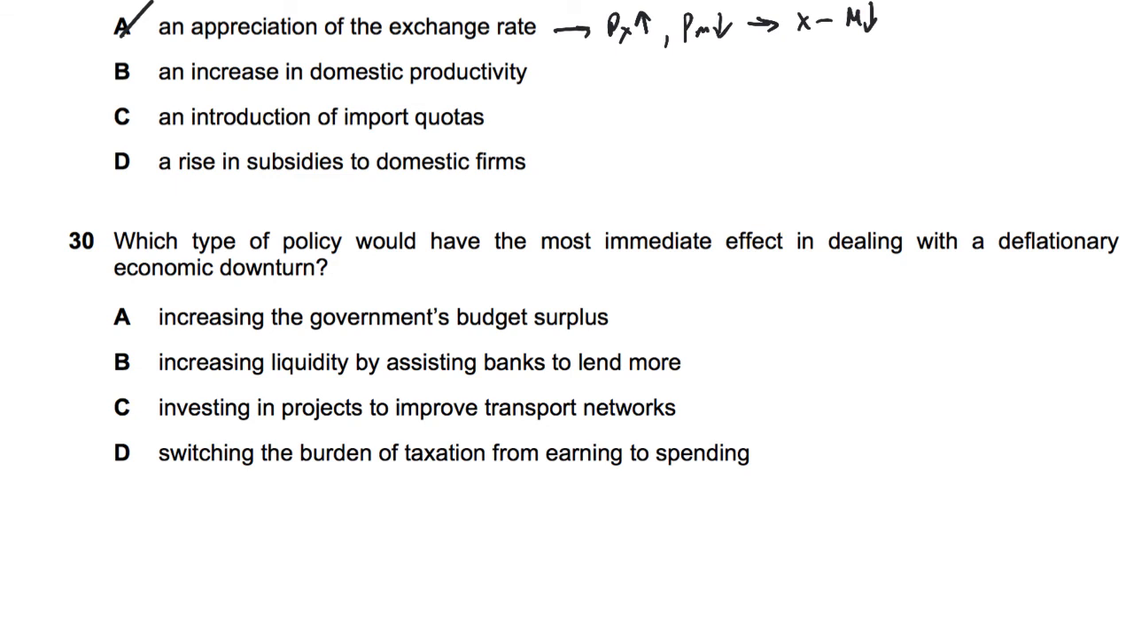Which type of policy would have the most immediate effect in dealing with a deflationary economic downturn? So if there's a deflationary economic downturn, AD is falling. And if the government decides to increase liquidity by assisting banks to lend more, that basically means there will be a higher money supply, which in turn would mean aggregate demand will rise. Remember, when banks are lending, giving more loans, that results in people being able to buy more through money that is being lent to them. So B is the right answer.